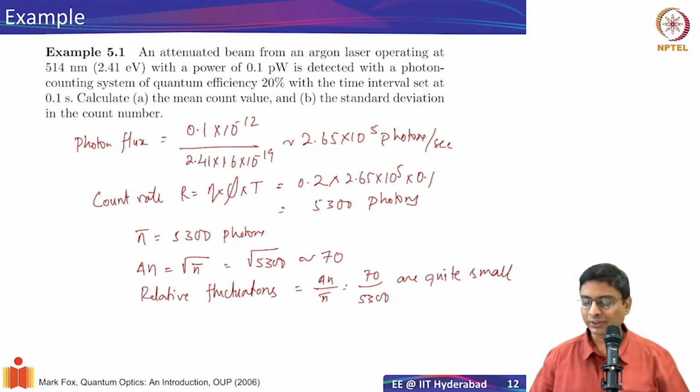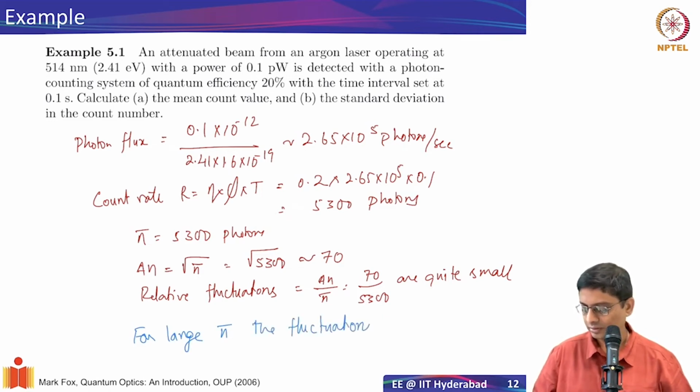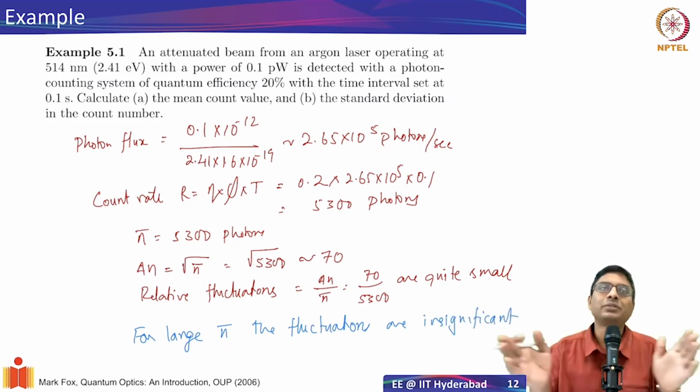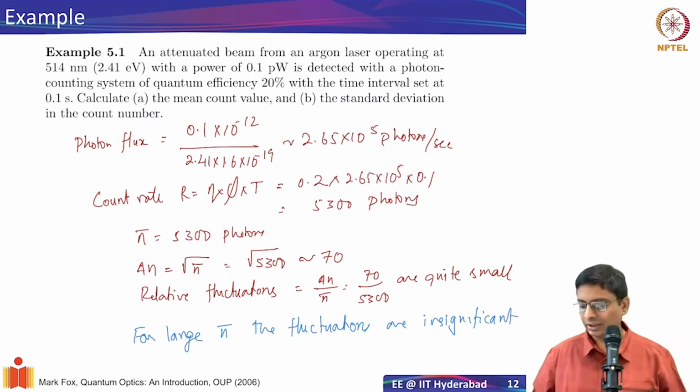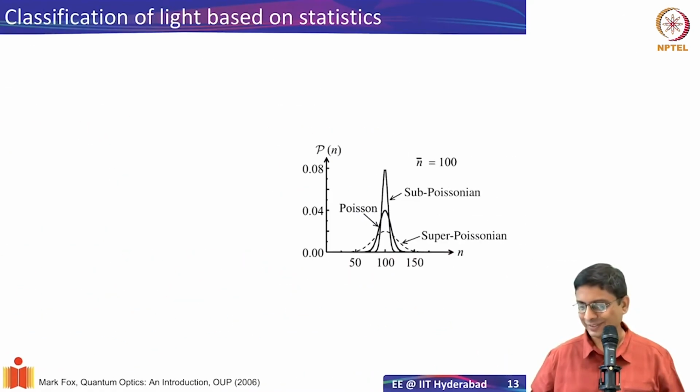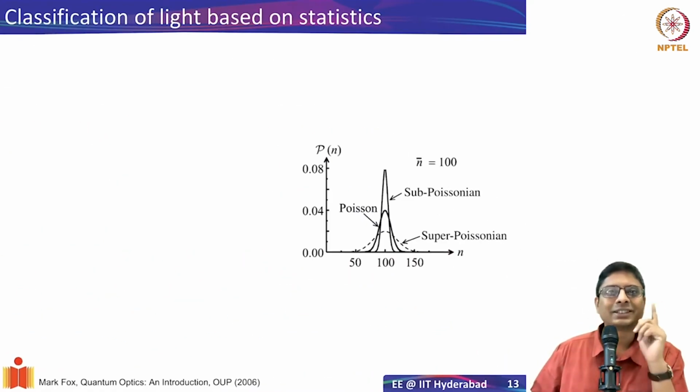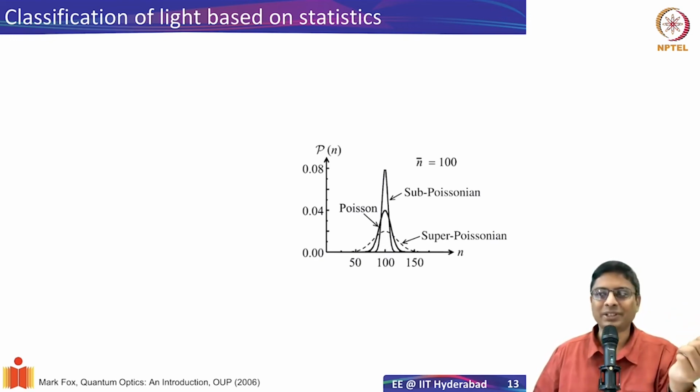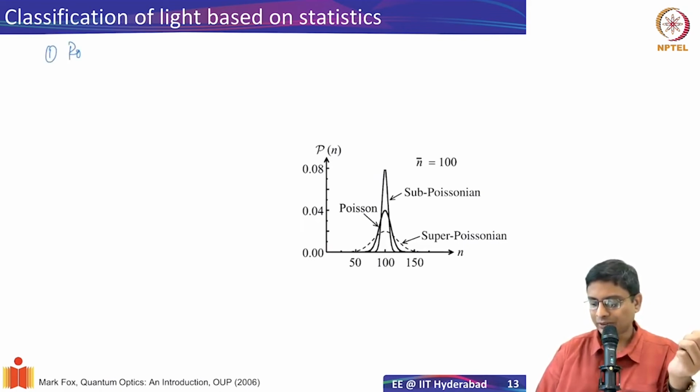We have 5300 photons, the mean number of photons. For large n bar, the fluctuations are insignificant. And that is why you have to go to smaller time intervals where you actually see them. So you might say, why are you worrying so much? Well, the interesting thing is here. Now we can classify the type of light sources based on the statistics they exhibit. The first type of light source is what we will call a Poissonian light source.